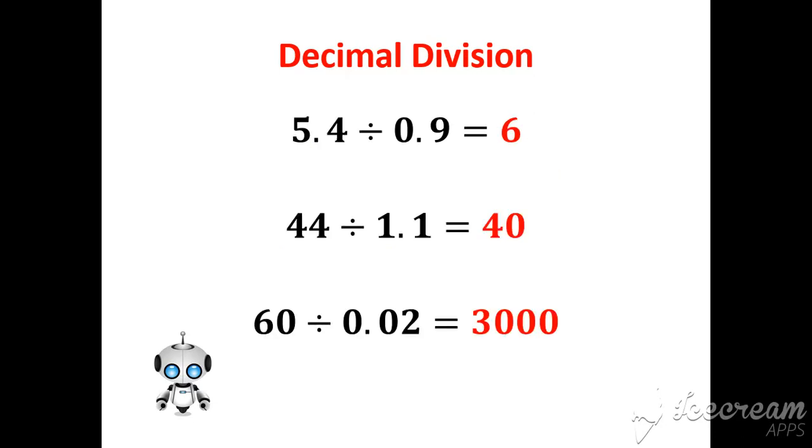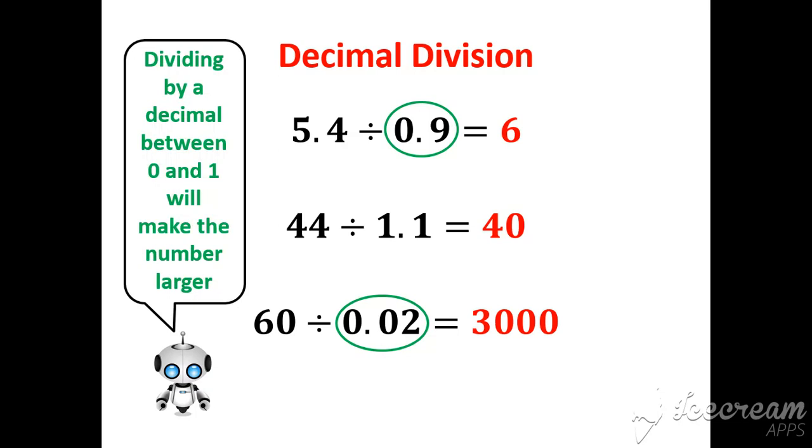Right, let's finish off by just looking at the 3 examples we've just done. And I just want to bring up some key thing that I hope you've figured out or will figure out and get your head around. For the first example, I divided by a decimal which is smaller than 1, 0.9. And for my last example, I divided by a decimal which is also smaller than 1. And both answers came out to be bigger than the original number. So the key thing is if you divide by a decimal that's between 0 and 1, it will make the answer larger.